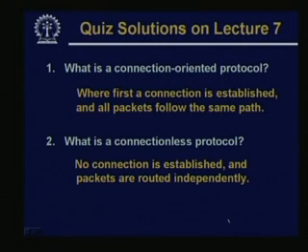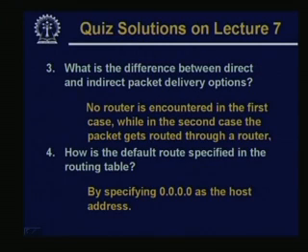Now, let us quickly look through the solutions to the quizzes of our last class. The questions are fairly simple. What is a connection oriented protocol? Basically, this means that first a connection is established, then the packets are sent. And a connectionless protocol is one where you do not establish any connection and packets are routed in an independent way. This is basically the virtual circuit and datagram kind of approach.